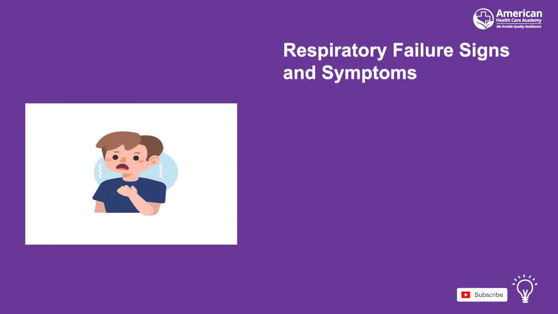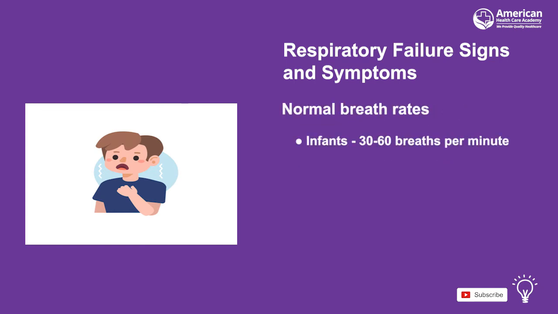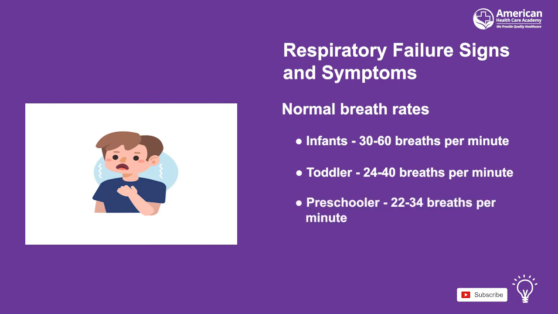The following are common signs to look for to tell if a child is experiencing respiratory distress. Increased breathing rate, known as tachypnea. If a child is breathing faster than usual, it is best to provide treatment immediately. An infant's breath rate is usually 30 to 60 breaths per minute, a toddler's 24 to 40, a preschooler's 22 to 34, and a child aged 6 to 12 has a rate of 18 to 30 breaths per minute.